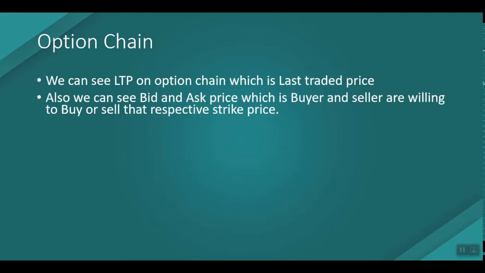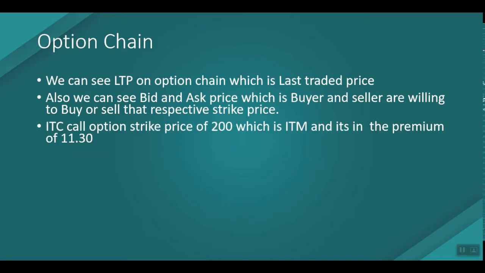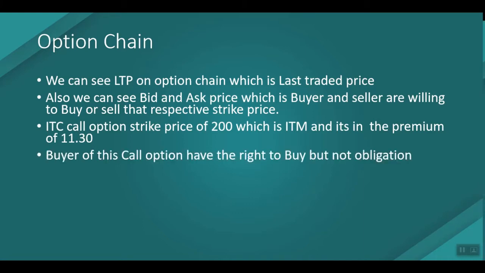Also we can see the bid and ask price, which is what buyers and sellers are willing to pay or receive for that respective strike price option. Okay, take the ITC call option with a strike price of 200, which is in the money, and its premium is 11.30. The buyer of the call option has the right to buy but no obligation, which means there is no mandatory requirement to buy the underlying stock of ITC on the day of expiration.